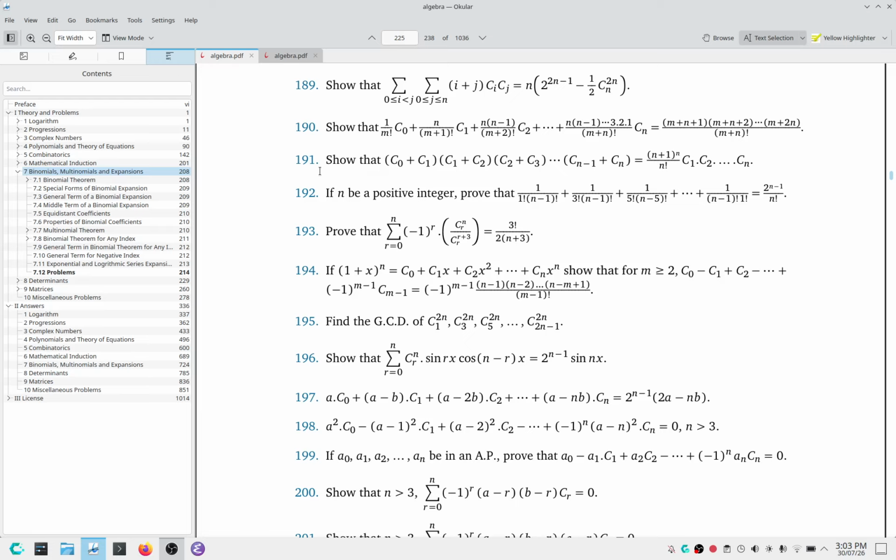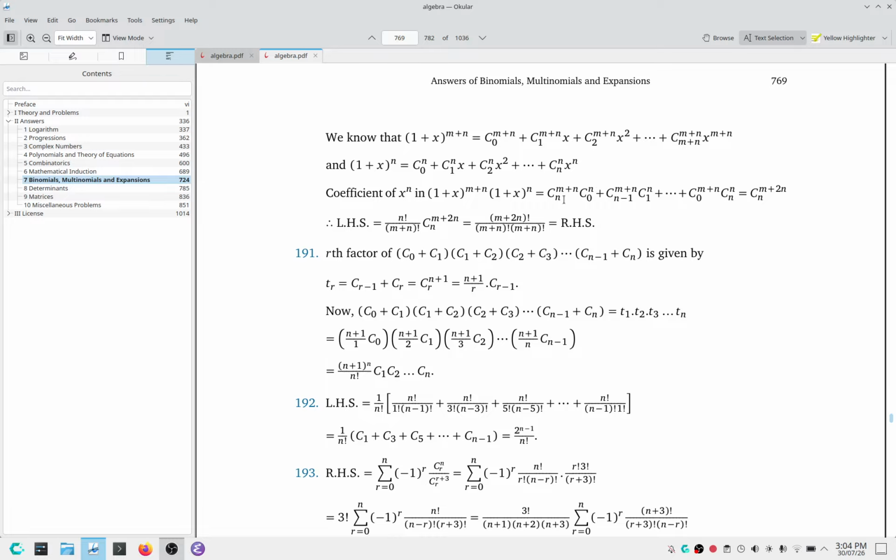So without further ado, let's get started. Question 191 says that show that (C0 + C1)(C1 + C2)(C2 + C3) and so on up to (Cn-1 + Cn) is equal to (n+1)^n upon n factorial times C1 C2 up to Cn.